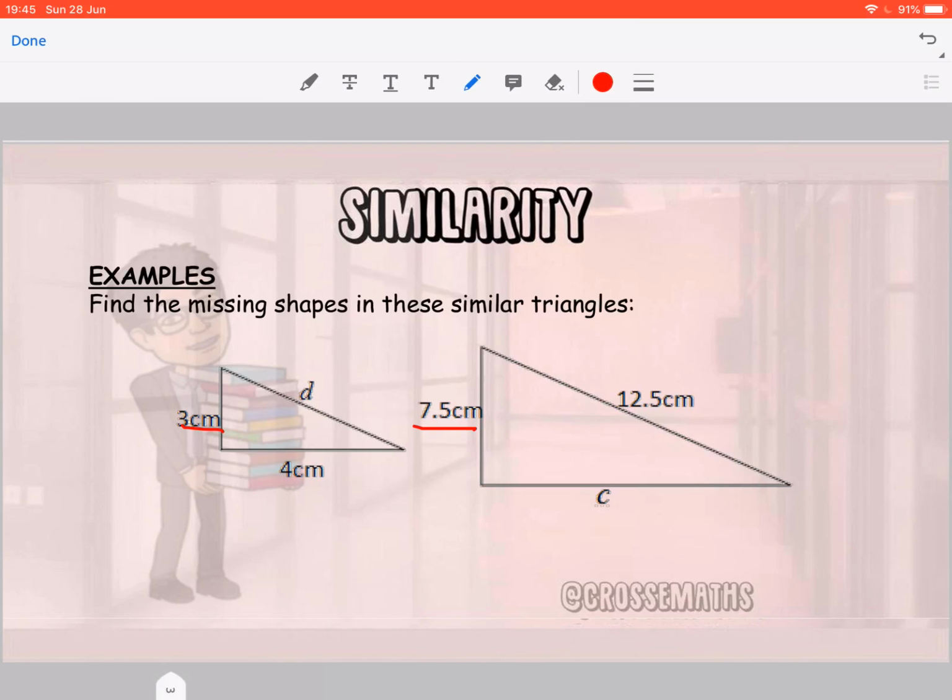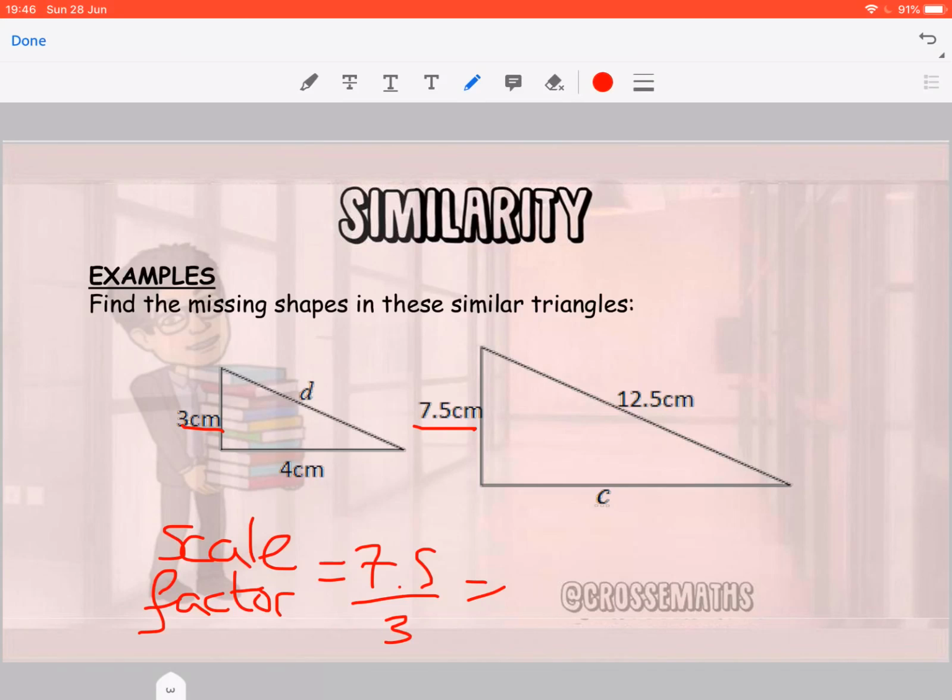So what I'm going to do is divide them, because I want to find something called the scale factor. The scale factor is just going to tell us how many times bigger the big one is. So I do 7.5 divided by 3, which gives me 2.5. So that's telling us this big shape is 2.5 times bigger than the little shape, and this little shape is 2.5 times smaller than the big shape.